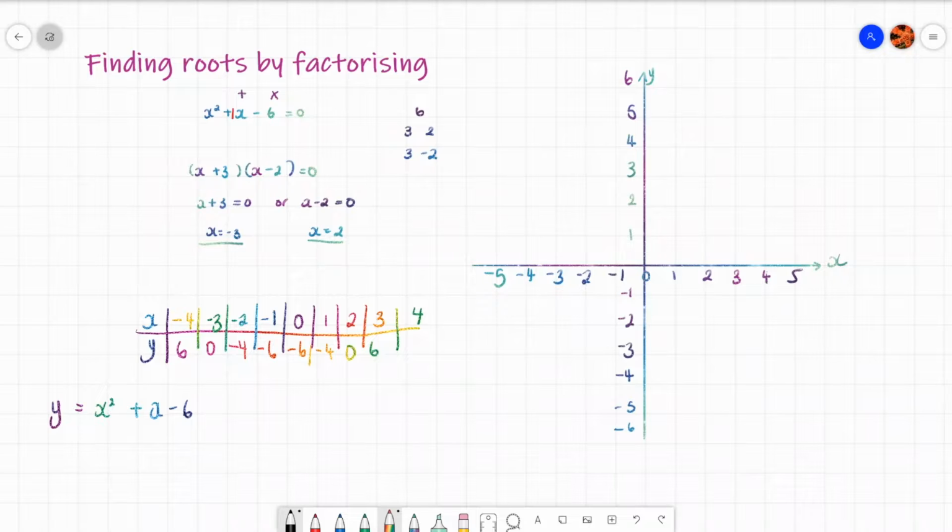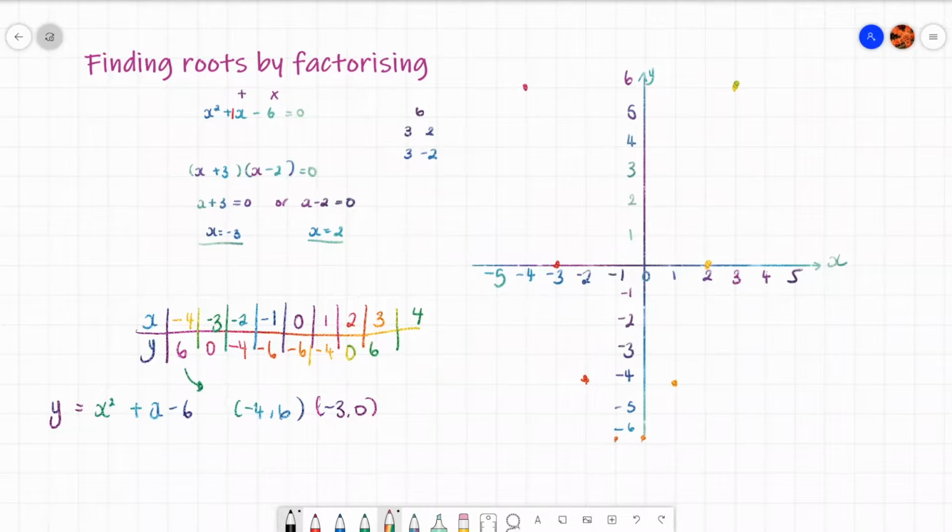So let's plot our graph. I'm going to plot the coordinates. Sometimes you can write the coordinates out, but remember it's the x first and then the y. So minus 4, 6 first, then minus 3, 0, and so on. Minus 4, 6 is all the way there. Minus 3, 0. Minus 2, minus 4. Minus 1, minus 6, that's minus 6 there. 0, minus 6. I've got 1, minus 4. I have got 2, 0, and I've got 3, 6.